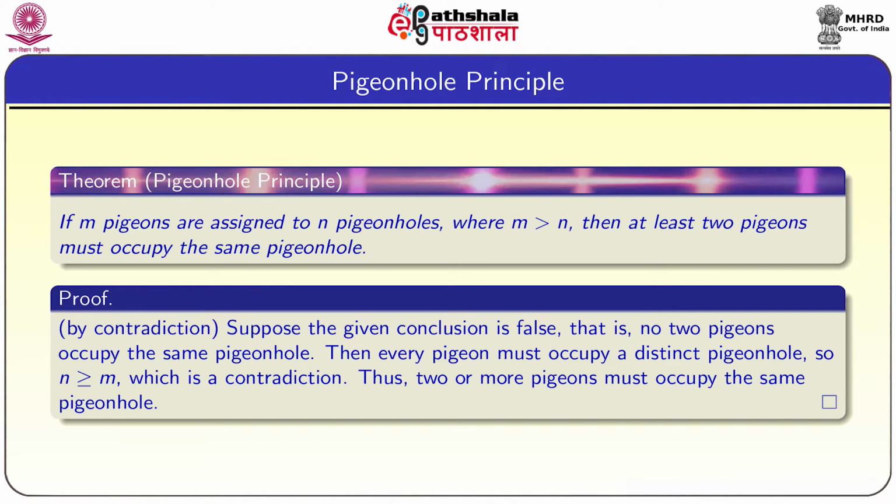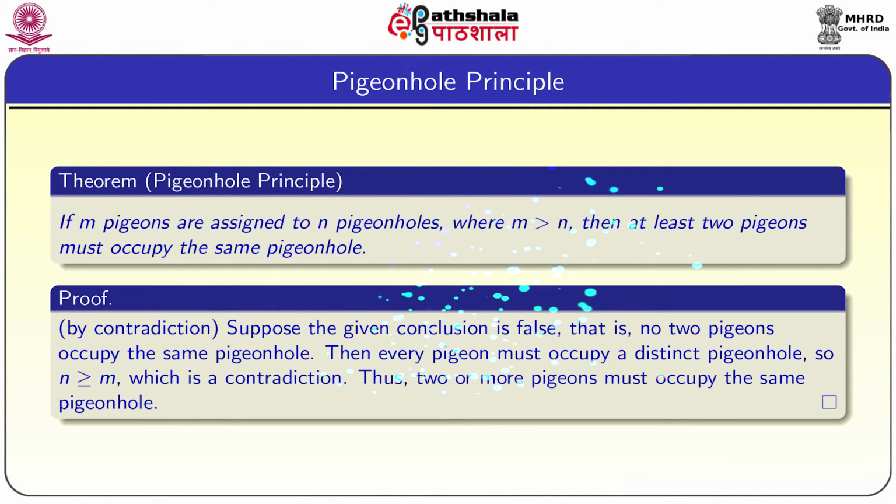Now, before going to the next result, we are going to state one principle called the pigeonhole principle. What this principle says is, if m pigeons are assigned to n pigeonholes where m is greater than n, then at least 2 pigeons must occupy the same pigeonhole. It is easy to understand: if pigeonholes are fewer than pigeons, then automatically one pigeonhole has to contain at least 2 pigeons. So, we will prove it.